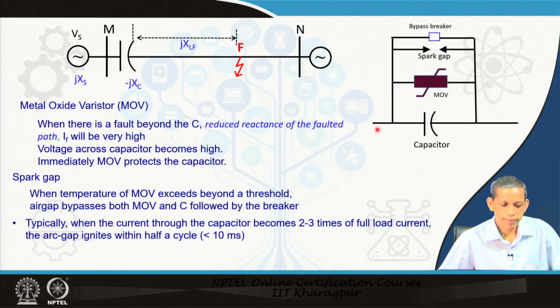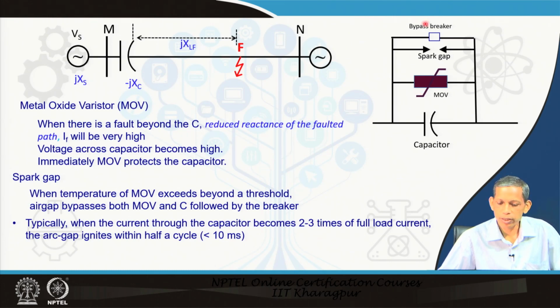And note that the capacitor is in the circuit in normal time. If a fault happens and the current becomes significantly large, the capacitor is bypassed by this protection arrangement. When the current through the capacitor becomes more than 2-3 times the full load current, the spark gap ignites within less than 10 milliseconds, but before that the MOV also operates immediately.